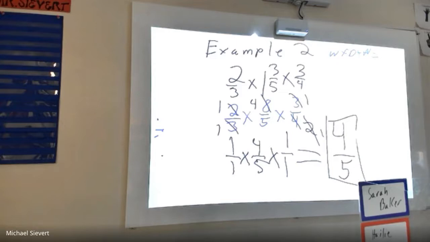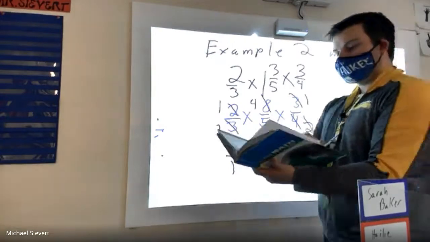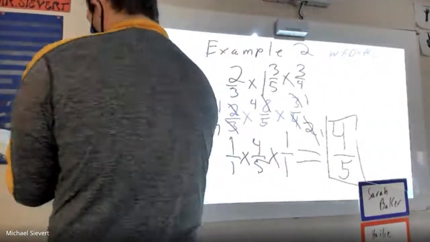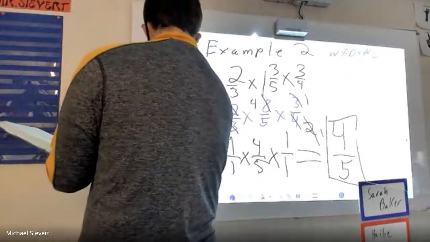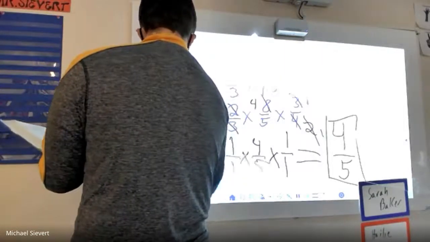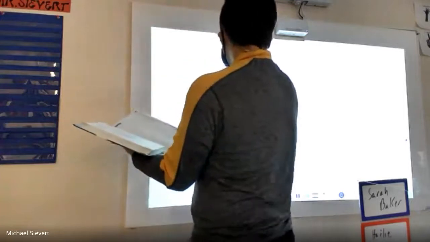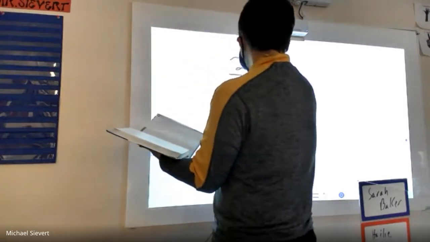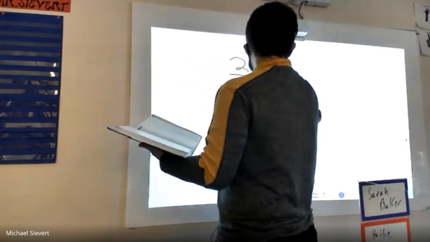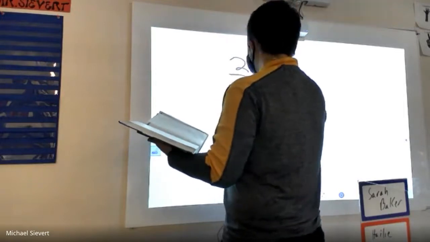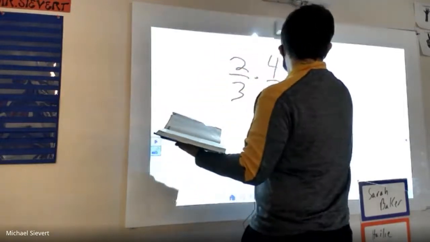Sure. Let's see about this. Are we on 72? Yeah. All right. Now make sure you get this down as example 3. This one should be pretty easy. We're going to do 2/3 times 4/5 times 3/8.